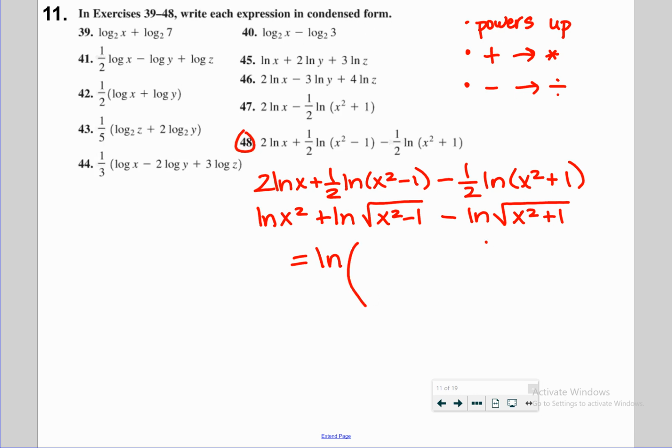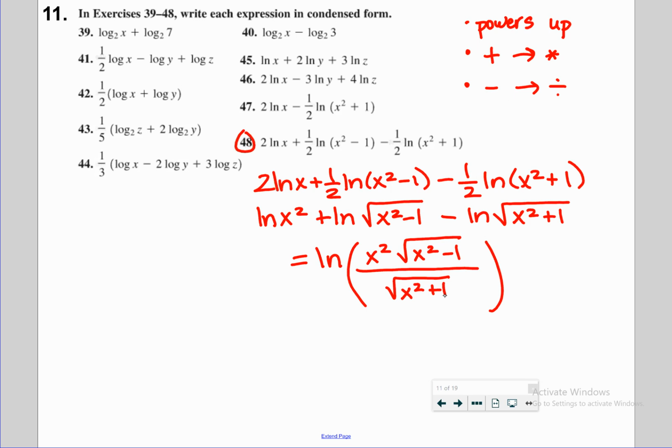And I'm just going to make like a big parentheses, okay? If it's positive, it's going up top. If it's negative, it's going down below. So in my numerator, I'm going to have an x squared, and I'm going to have an x squared minus 1 under the radical, and those are going to be multiplied together. In the denominator, I have an x squared plus 1, and then no other terms there. And then that's as far as we can go with this. I have no other numbers out front I can move up. I do have addition and subtraction, but it's not addition between two logs or subtraction between two logs. So no other log properties can be used to condense.